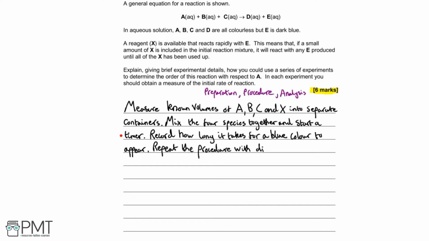And we're doing this to allow us to start producing a complete data set and to see how the rate of reaction is going to change with respect to A. So with different concentrations of A.